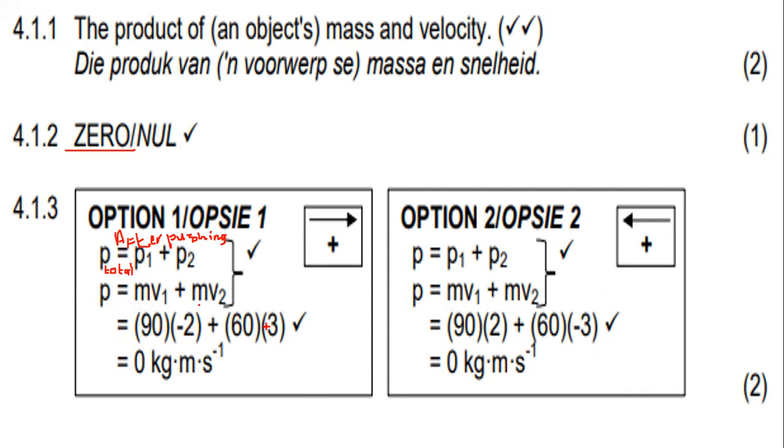90 times negative 2 gives you negative 180, plus 60 times positive 3, it gives you positive 180. So in totality, negative 180 plus 180 is going to give you 0 kilograms dot meter per second. So we award you 1 mark there for the correct formula that shows us that you are calculating the total momentum after the pushing has taken place, after they have pushed each other, and also for the substitution.